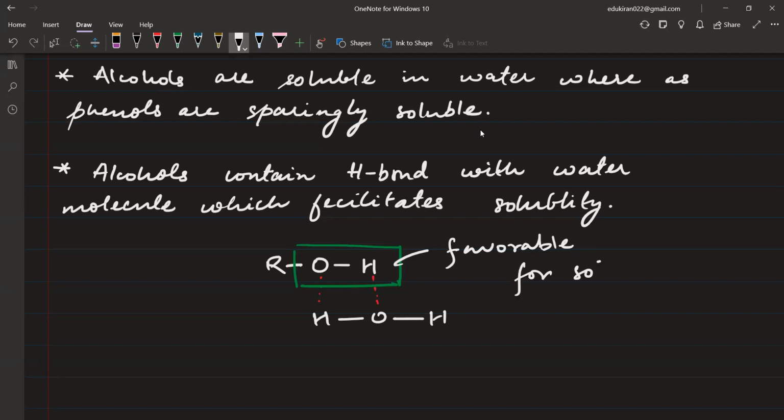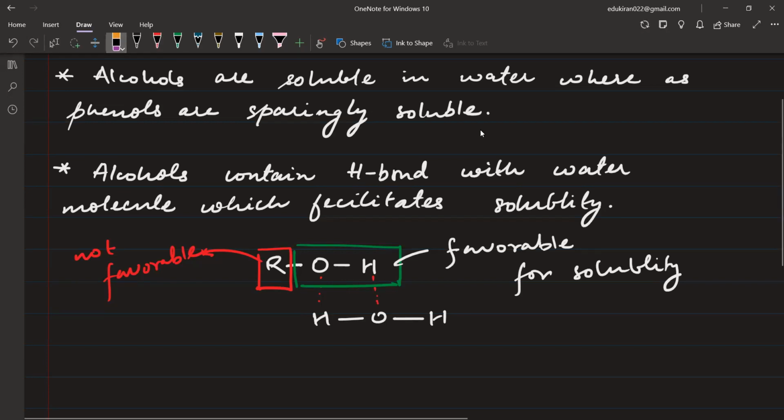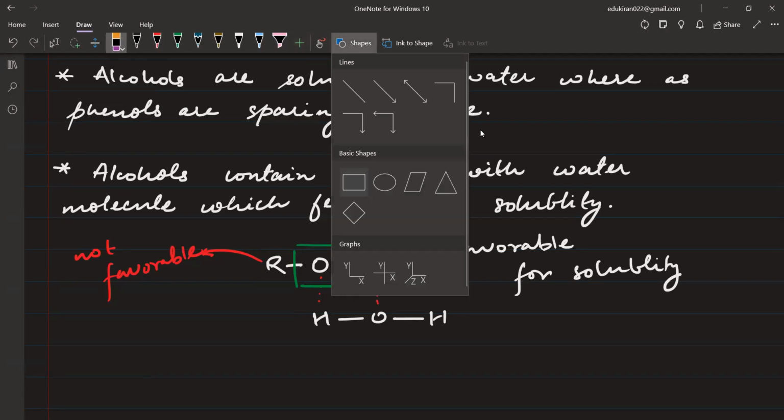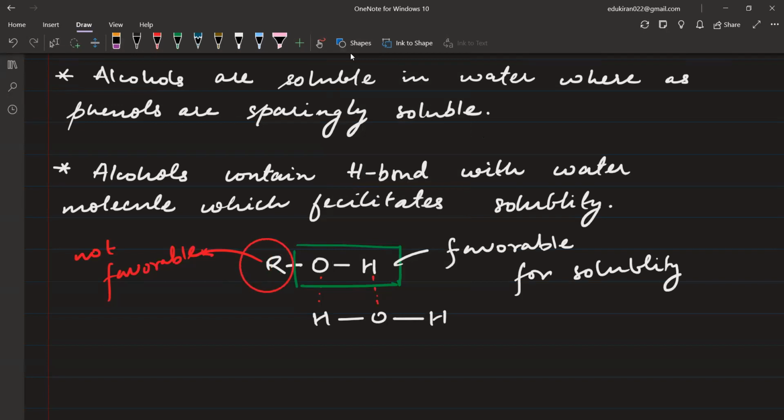So this is the favorable part for solubility. And then we have this alkyl group. This alkyl group will be what? Not favorable or unfavorable. Yes or no? Please tell me, guys. Is this clear till now? Yes, sir, two parts.